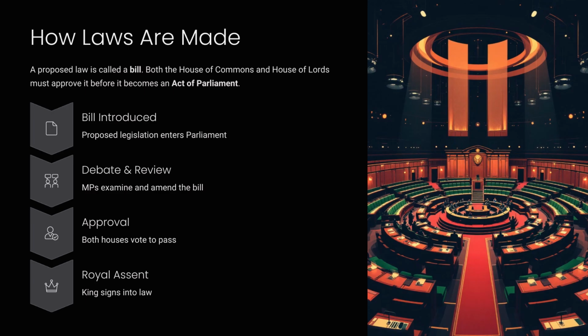How laws are made. A proposed law is called a bill. Both the House of Commons and House of Lords must approve it before it becomes an Act of Parliament. Bill introduced. Proposed legislation enters Parliament. Debate and review. MPs examine and amend the bill. Approval. Both houses vote to pass. Royal assent. King signs into law.